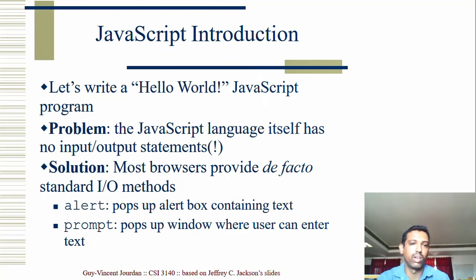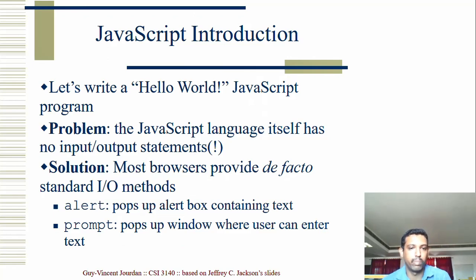First, let us look at how we can write a hello world program using JavaScript. The first problem statement: the JavaScript language itself has no input and output statement. The solution is that most browsers provide a de facto standard for input and output. De facto standard means that if any errors happen while we are executing a program, the error comes as a pop-up window or prompt window. So it is called a de facto standard.